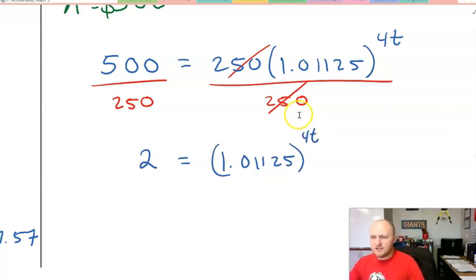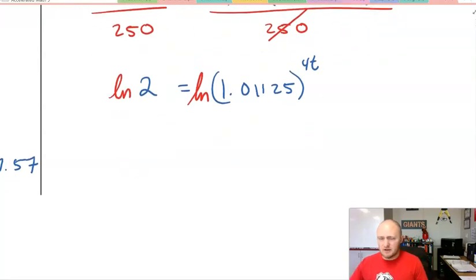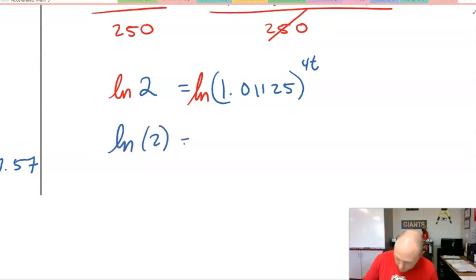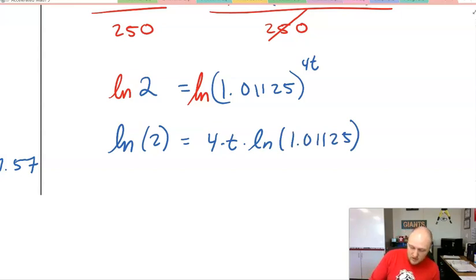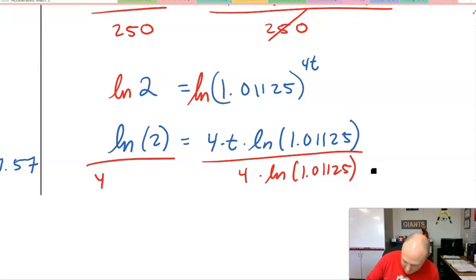And then here, in order to bring down this exponent, here's where we use a logarithm. Am I going to use common log or natural log? Does not matter. I don't have a base telling me what I should do. So natural log of 2 is equal to 4 times t times the natural log of 1.01125. And now, in order to isolate t, I'm just going to divide by everything that is multiplying t. So 4 natural log of 1.01125. And that is it.